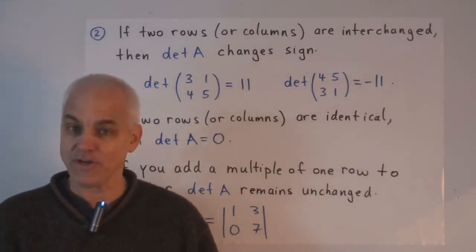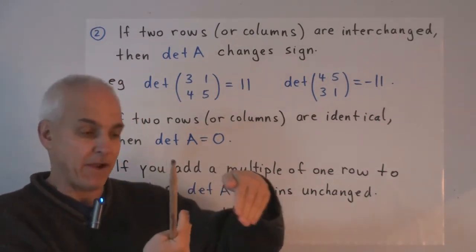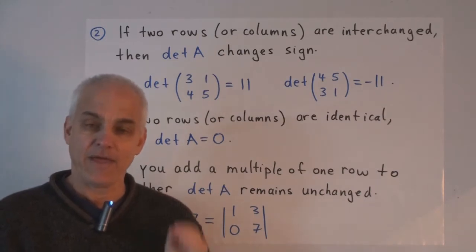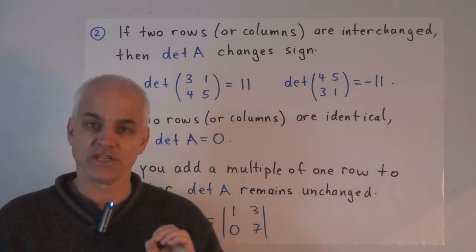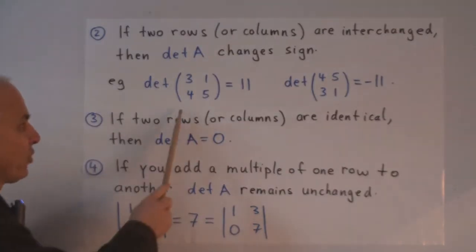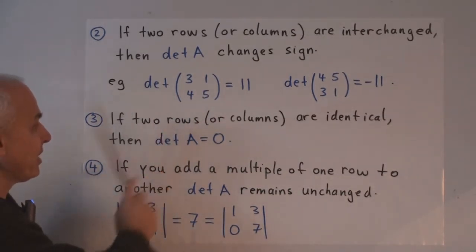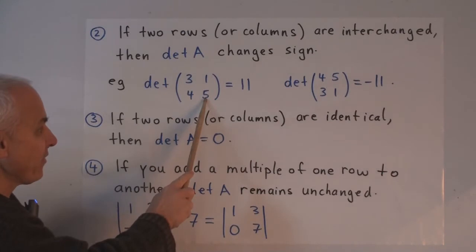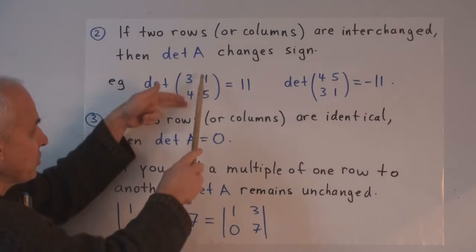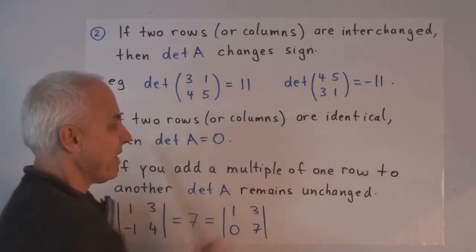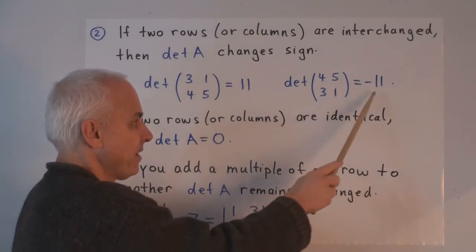Another important property of the determinant is that if you interchange two rows, or for that matter, if you interchange two columns, then the determinant gets multiplied by -1. In other words, it changes sign. Let's have a look at the 2x2 case. So here's a 2x2 matrix. Its determinant is 3 times 5 minus 1 times 4. That's 11. If we interchange the two rows, then the new determinant is 4 times 1 minus 5 times 3. That's minus 11.